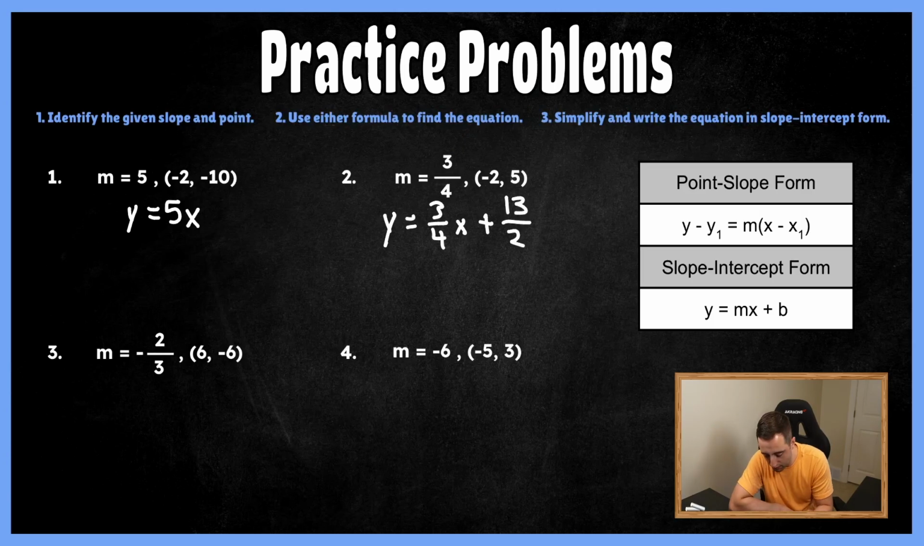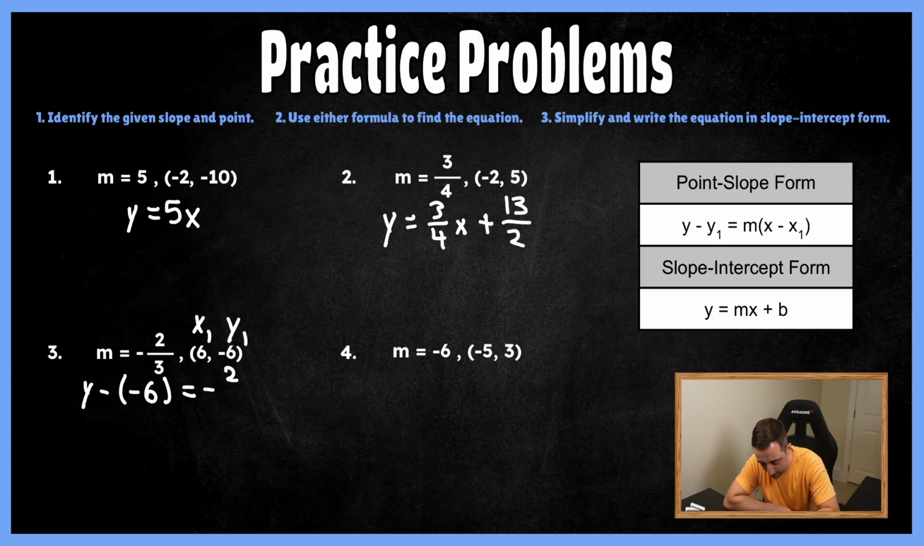And then down to number 3, we're going to switch gears again to point slope form. So let's label this x1, y1, and then plug in our values into point slope form. So we have y minus negative 6 equals, our slope is negative 2/3, parenthesis x minus 6. I see subtracting a negative out front, so that's going to turn to addition. So let's go ahead and rewrite that. We get y plus 6 equals negative 2/3 x minus 6. We need to distribute that negative 2/3 to both terms.